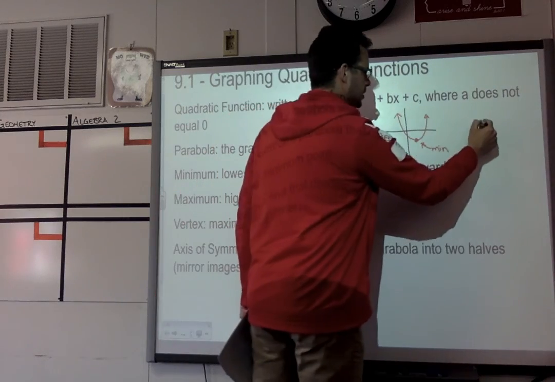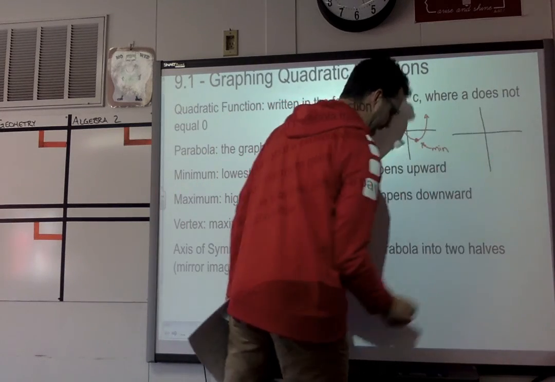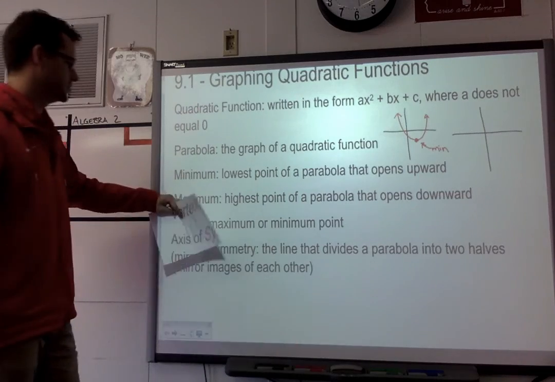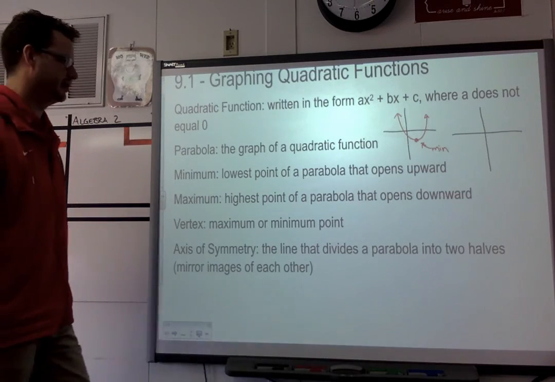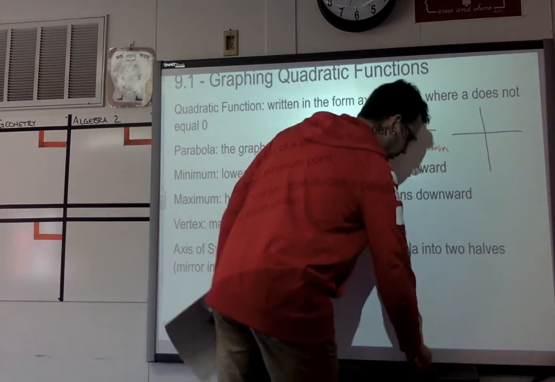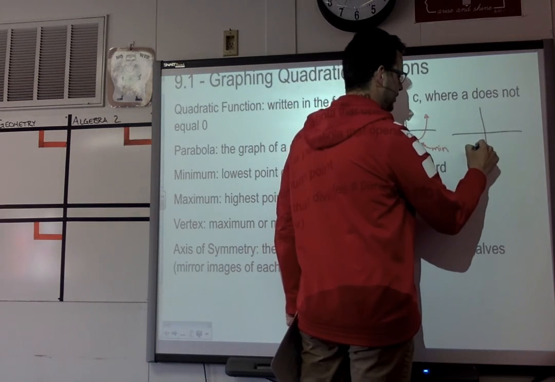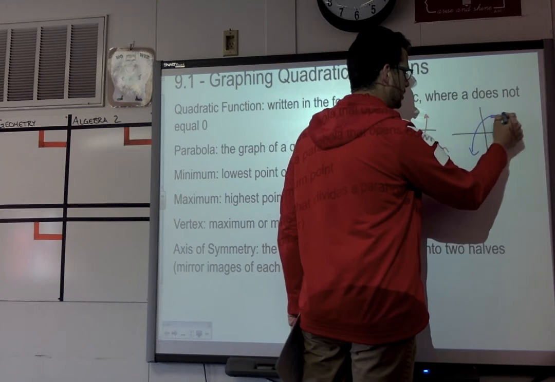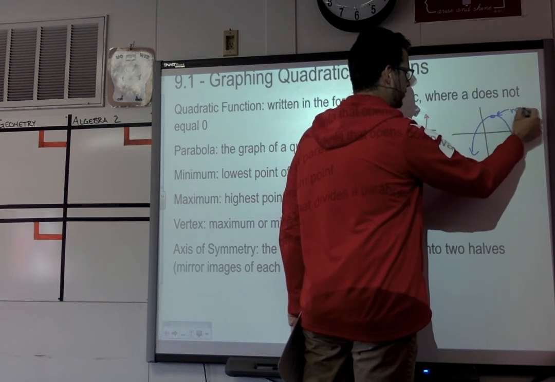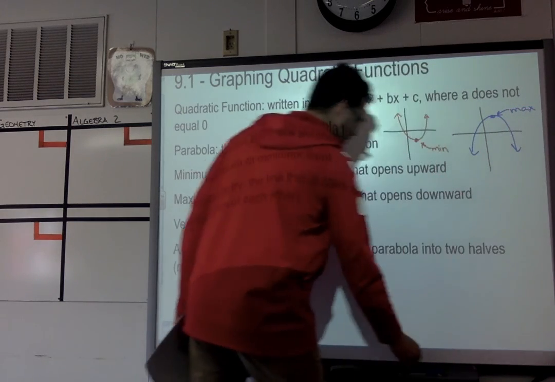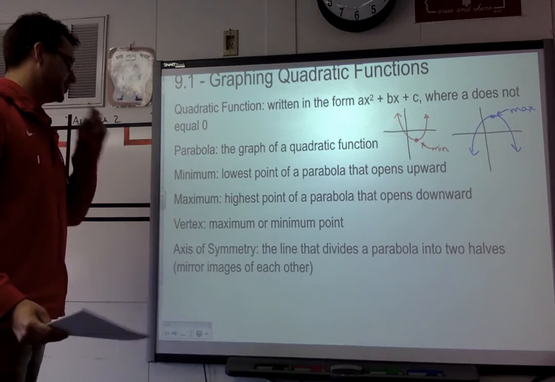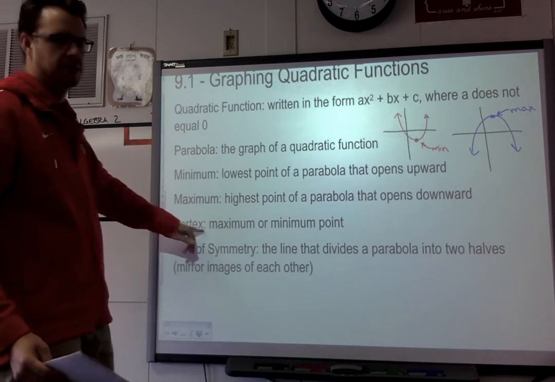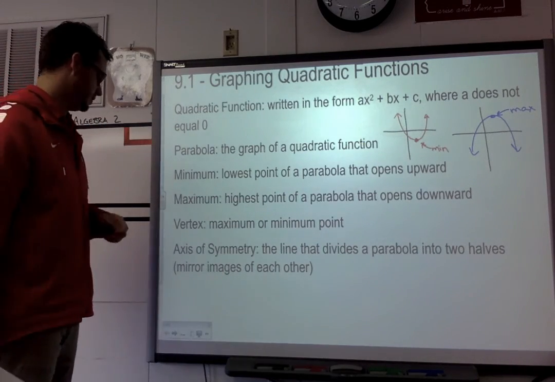Then our next word is maximum. The maximum is going to be the highest point of a parabola that opens downward. So here, if we have a parabola that opens down, that will have a maximum point. The vertex is the maximum or minimum point, so that very middle point.